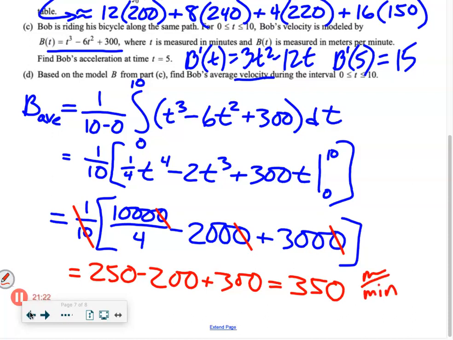They didn't ask for units, so you shouldn't give units, but I might ask you for units, so it's good to know. All right, any questions on the average value formula? Finding an average value: 1 over b minus a times the integral from a to b of whatever you want the average of. Right? Good.